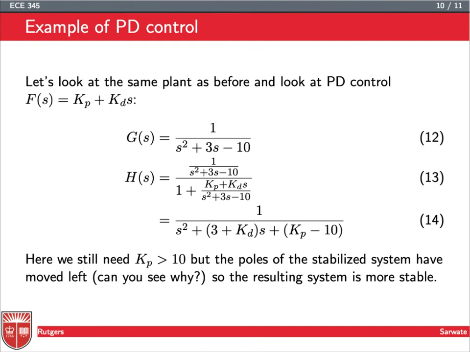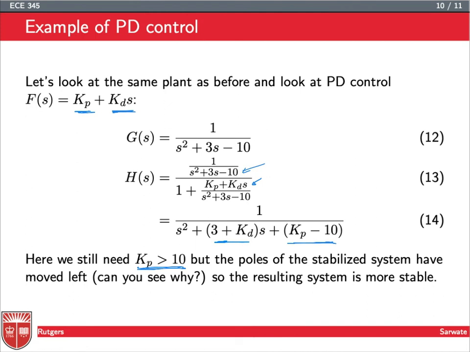So let's look at the same plant that we had before and look at PD control. So here we're going to have f of s equal to a proportional part plus a derivative part, so kp plus kd times s. Plugging that into our Black's formula, we can see when we cross multiply by this denominator that this kd s is going to get added to this 3s, and then we have this kp minus 10 in the constant term. So here you still need kp greater than 10 because you need to get rid of that negative 10. Negative 10 has to be made positive.